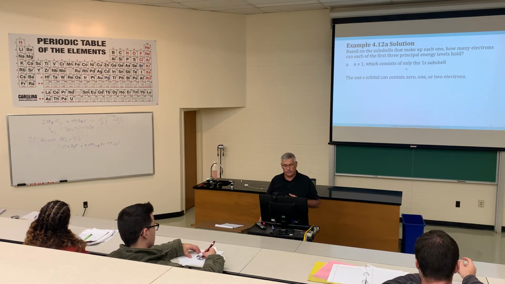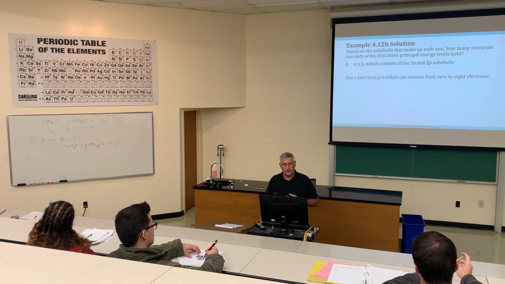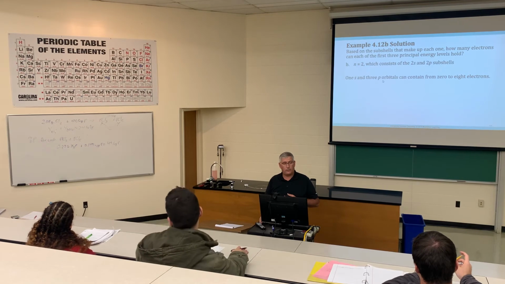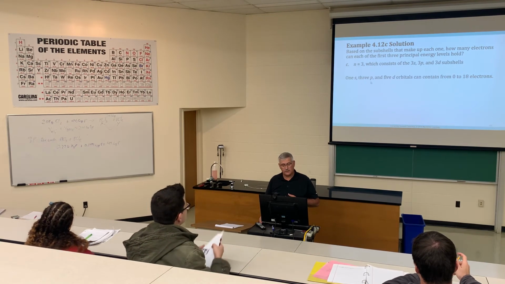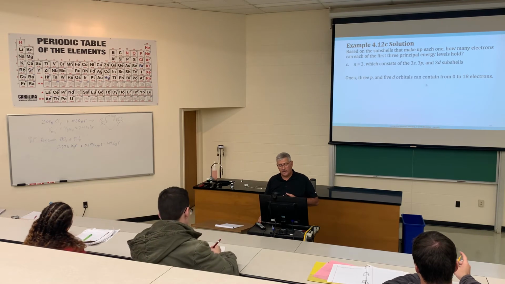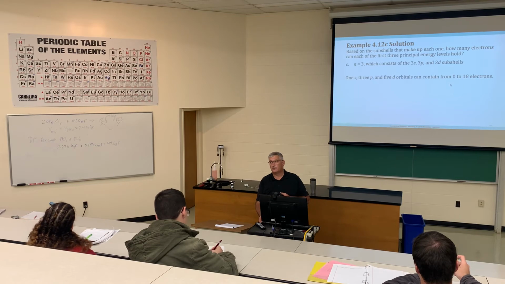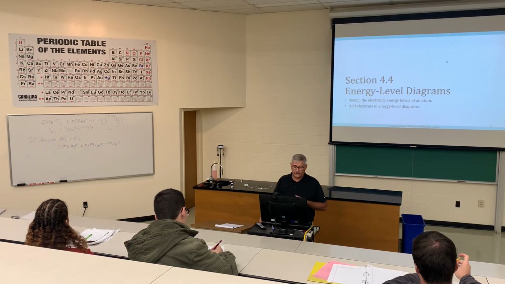N equals 1, which consists of only one 1s subshell. And so it can contain 0, 1, or 2 electrons. If I move to the next one, then 2s and 2p orbitals, and I can go from 0 to 8 electrons. And then 3s, 3p, 3d, I can go from 0 to 18 electrons. Cool? Yeah, so energy level diagrams.